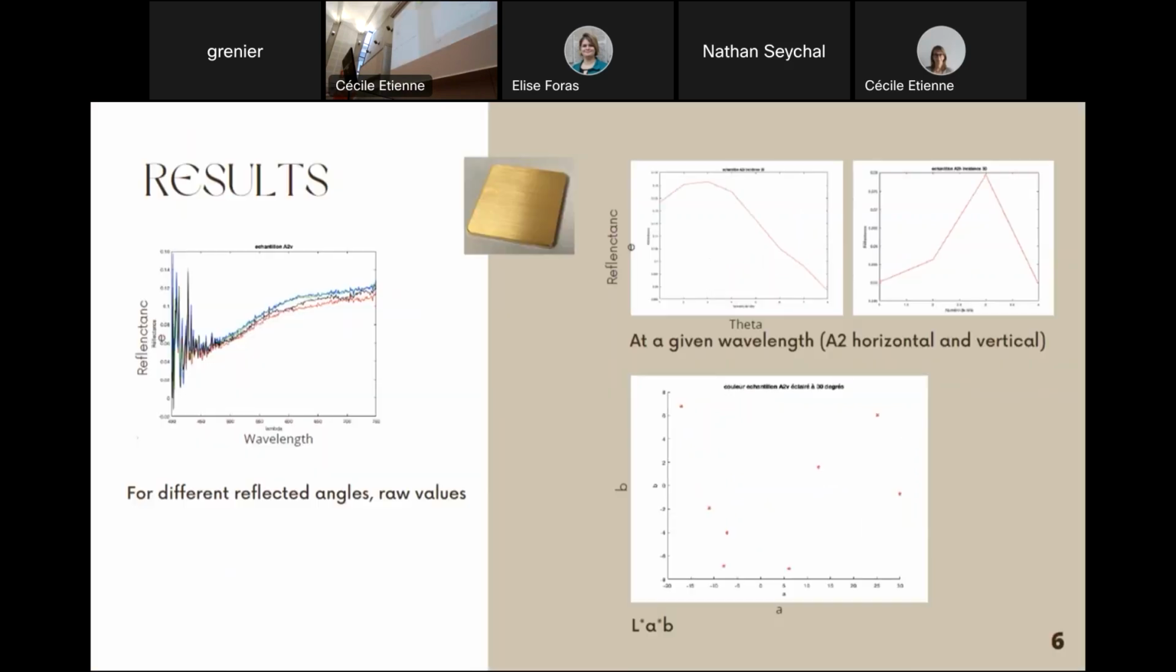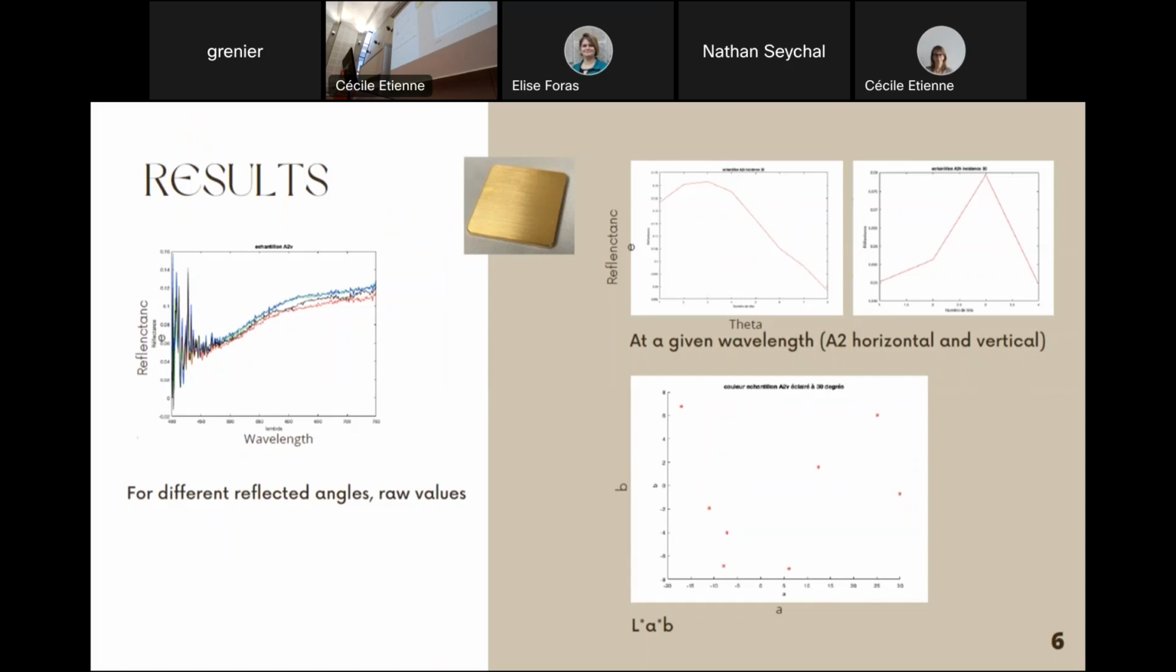So we acquired about 300 different spectra. We had several parameters to modify one at a time: the incident angle, the reflected angle, the direction of the stripes, either vertical or horizontal, and this for the 6 ridged samples. So the huge database we gathered had then to be analyzed, and we decided to analyze the data in 3 different ways.